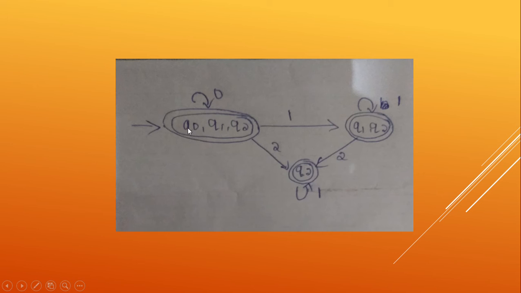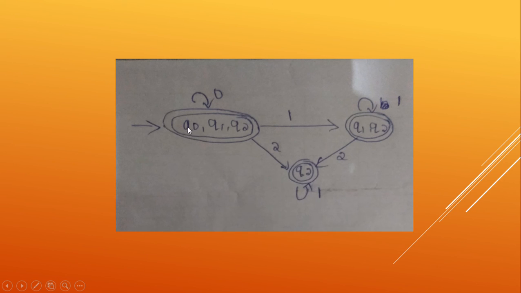From Q0, Q1, Q2, for input symbol 0 it goes to itself, and for the input symbol 1, from Q0, Q1, Q2 it goes to Q1 and Q2, and from Q1 and Q2 it goes to itself, and from Q2 it also goes to itself. For input symbol 2, Q0, Q1, Q2 goes to Q2, and Q1, Q2 goes to Q2.